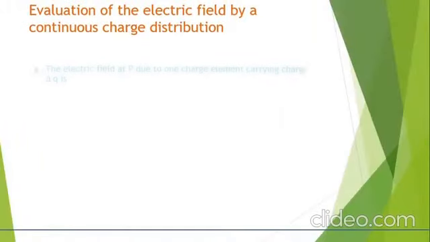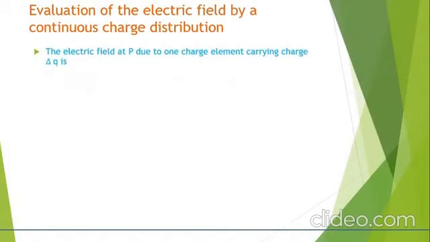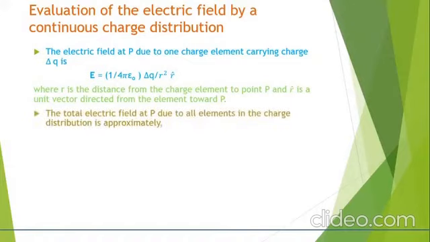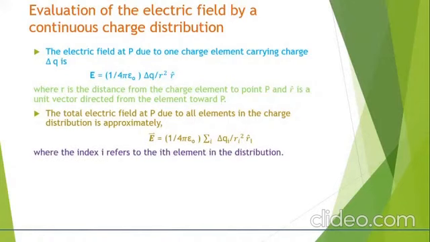Consider a single charge element. The electric field due to the single charge element, let's say delta Q, can be calculated as E equals 1 over 4 pi epsilon naught, delta Q by r squared, r unit vector. Here r is the distance between the charge element and point P, and the unit vector is directed from the element to point P. Now the total electric field by the whole charge distribution at point P is approximately E equals 1 over 4 pi epsilon naught, summation over i of delta Qi over ri squared, ri unit vector, where i refers to the ith element in the distribution.